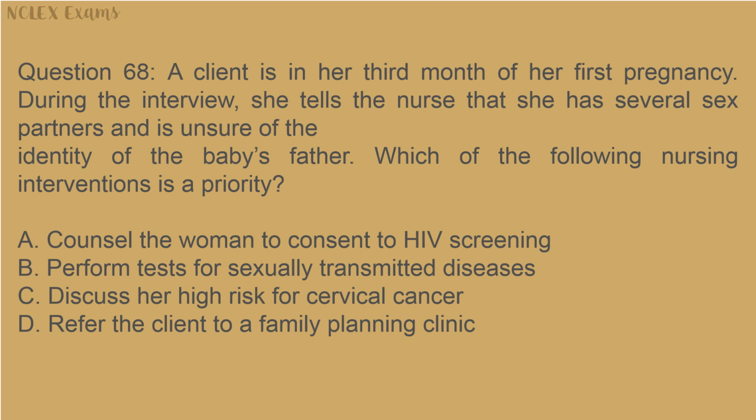Question 68. A client is in her 3rd month of her first pregnancy. During the interview, she tells the nurse that she has several sex partners and is unsure of the identity of the baby's father. Which of the following nursing interventions is a priority? A. Counsel the woman to consent to HIV screening. B. Perform tests for sexually transmitted diseases. C. Discuss her high risk for cervical cancer. D. Refer the client to a family planning clinic.